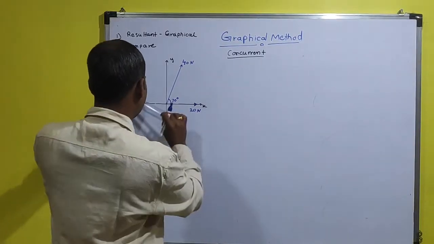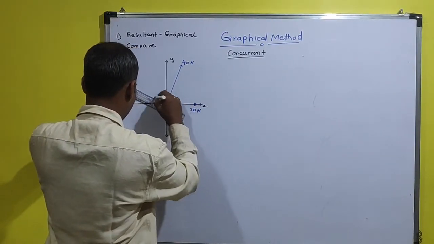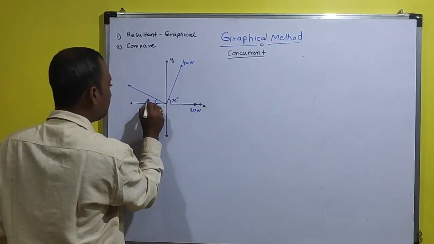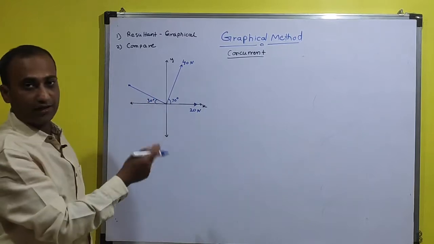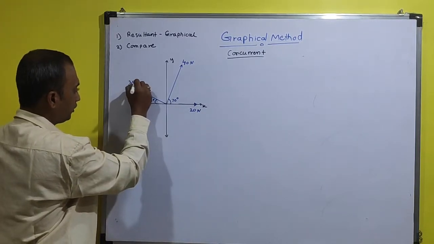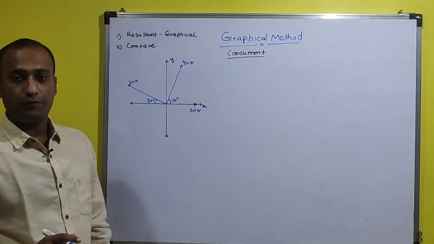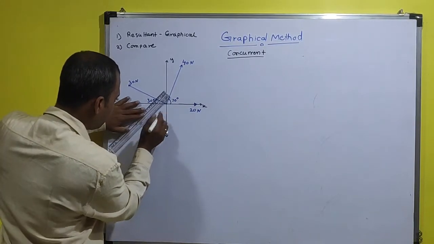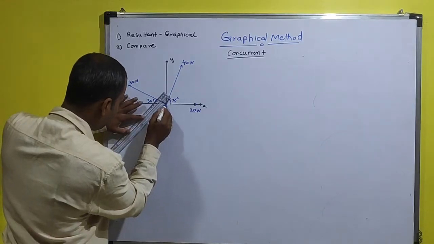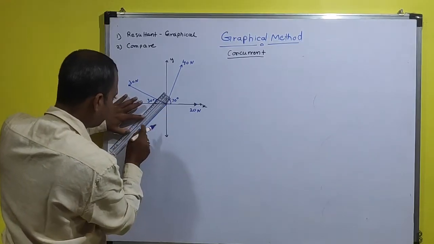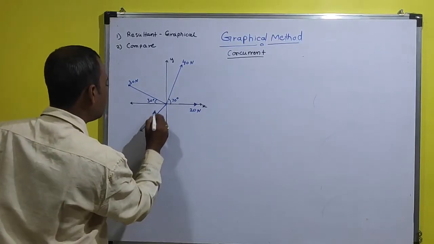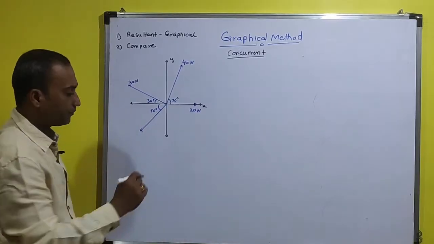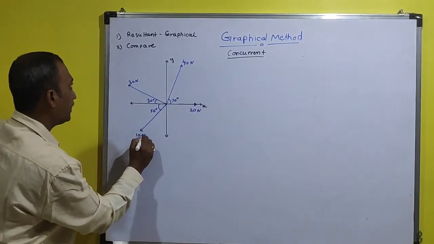Then next, the another force which is at 30 degree with the horizontal, and its magnitude will be 30 Newton. The next force we will consider is acting at 50 degree, and it's of 10 Newton.